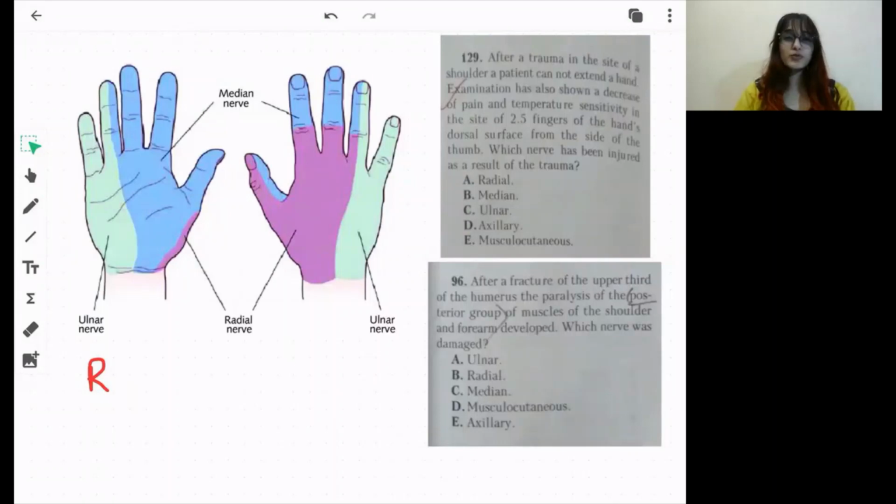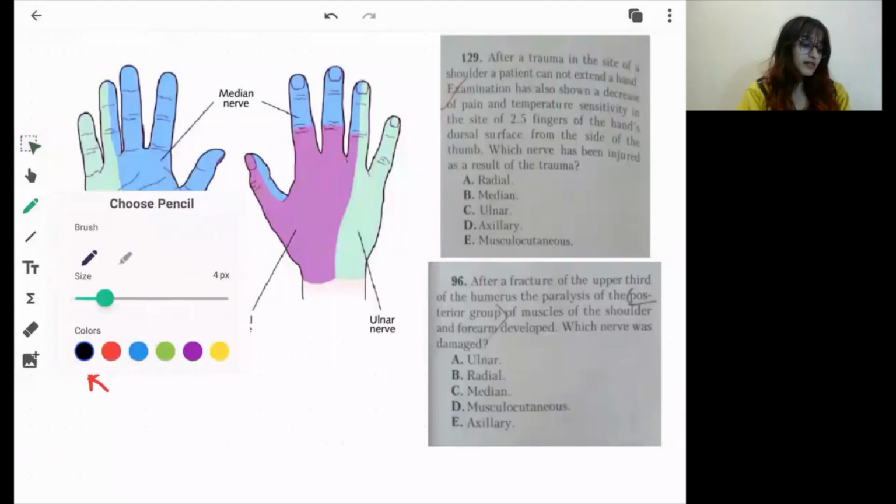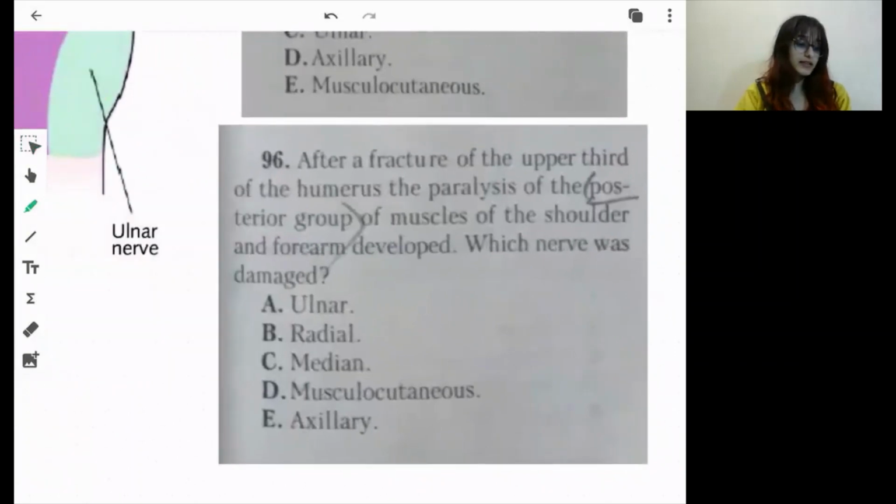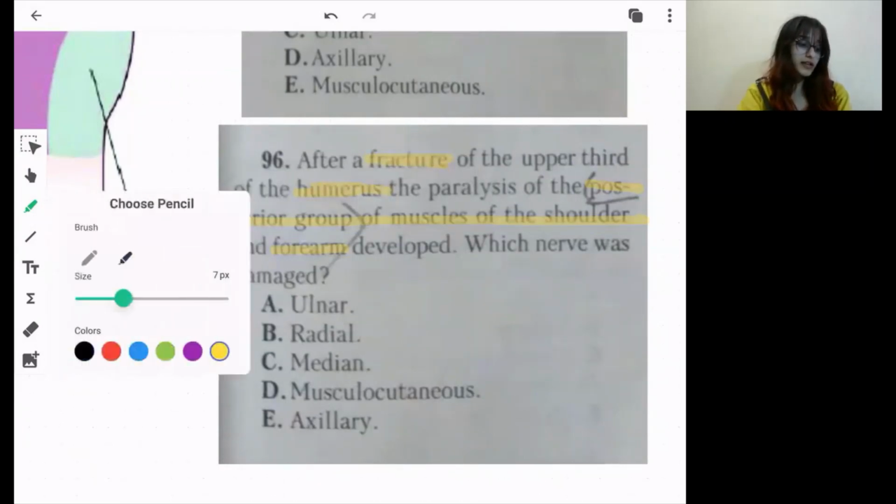Okay, so I found two more questions related to this concept. So let's study. The first question, number 96. After a fracture of the upper third of the humerus, paralysis of the posterior group of muscles of the shoulder and forearm developed. What is fractured? The humerus. Which nerve was damaged? The answer is obviously the radial nerve.